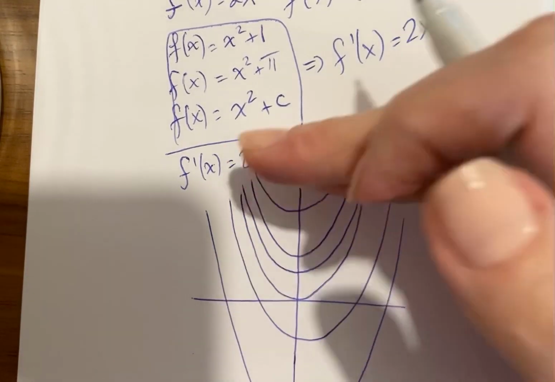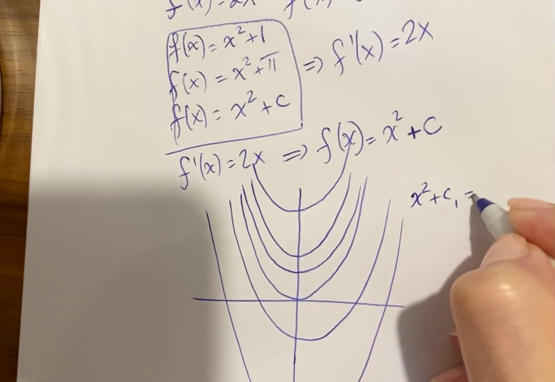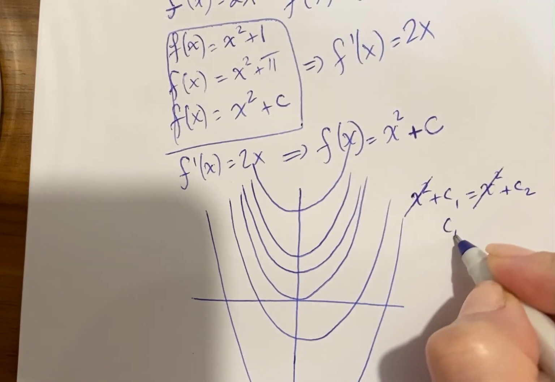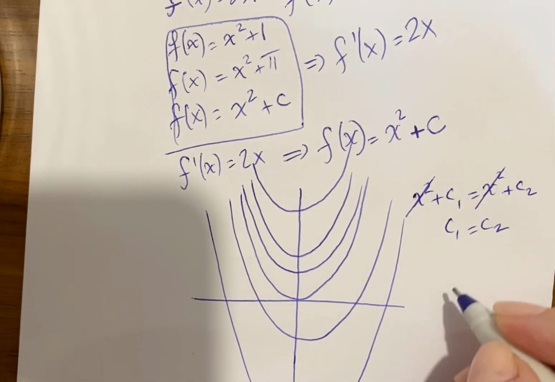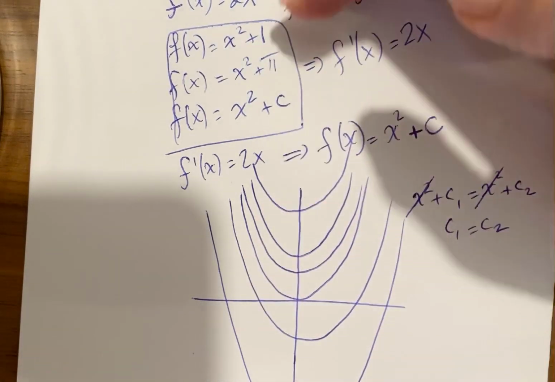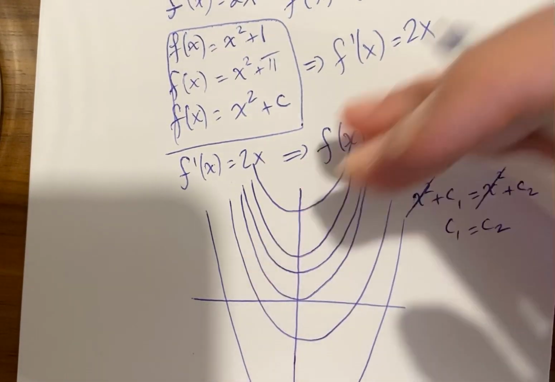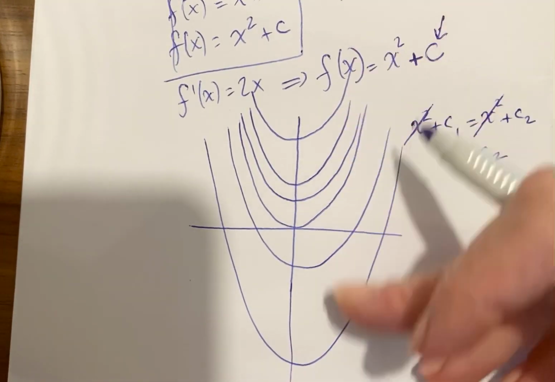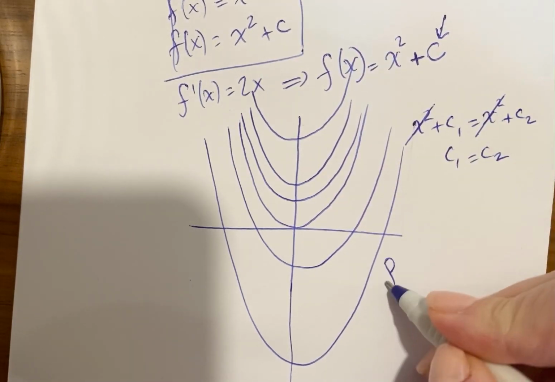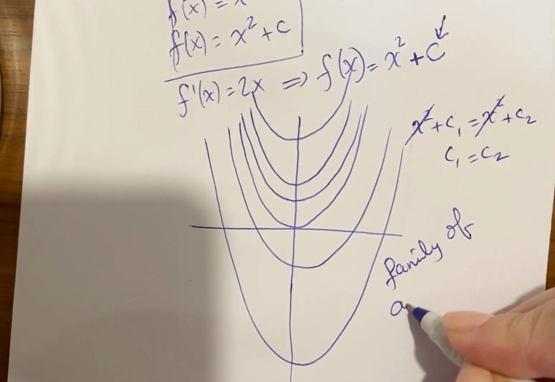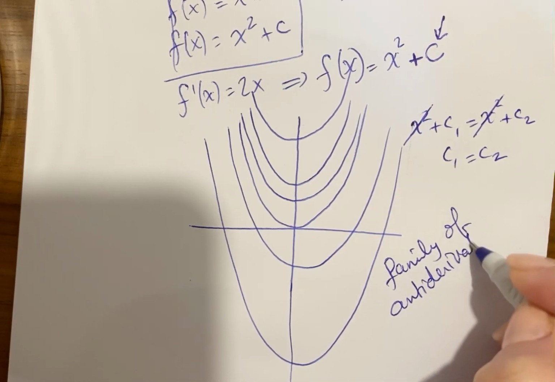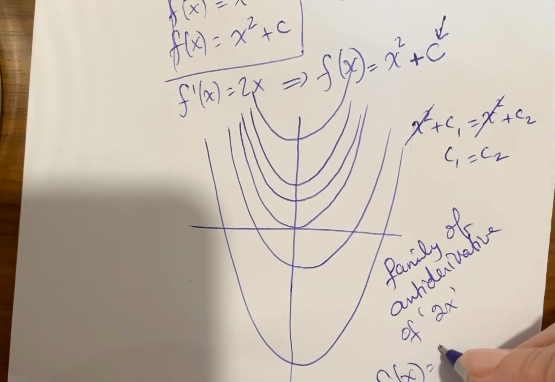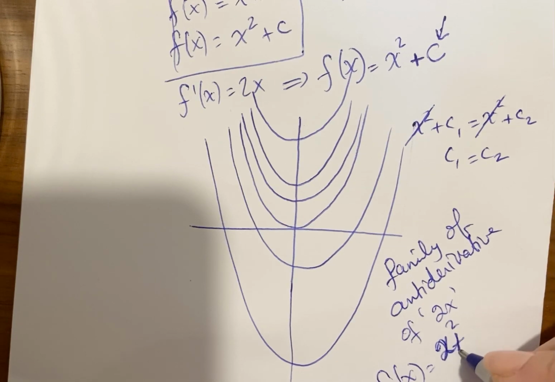They are functions that do not meet each other, because if they met at any point, then x squared plus c1 would equal x squared plus c2, which means c1 is equal to c2. So those families of functions never meet. Each function is generated by a different constant. All these functions that I just drew and millions of others are the family of antiderivatives of 2x, which look like f of x equals x squared plus c.